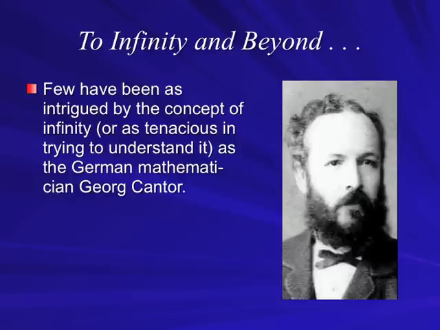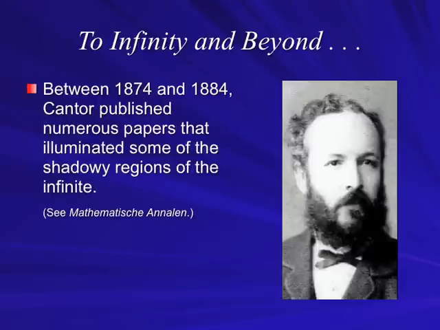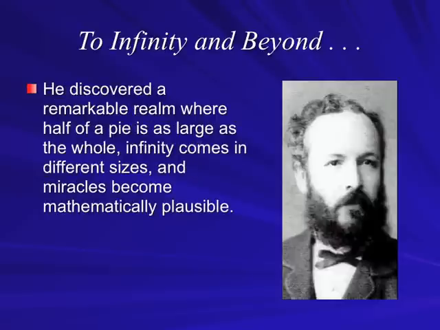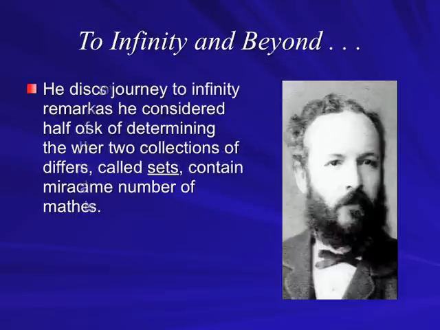Few have been as intrigued by the concept of infinity, or as tenacious in trying to understand it, as the German mathematician Georg Cantor. Between 1874 and 1884, Cantor published numerous papers that illuminated some of the shadowy regions of the infinite. He discovered a remarkable realm where half of a pie is as large as the whole. Infinity comes in different sizes, and miracles become mathematically plausible.